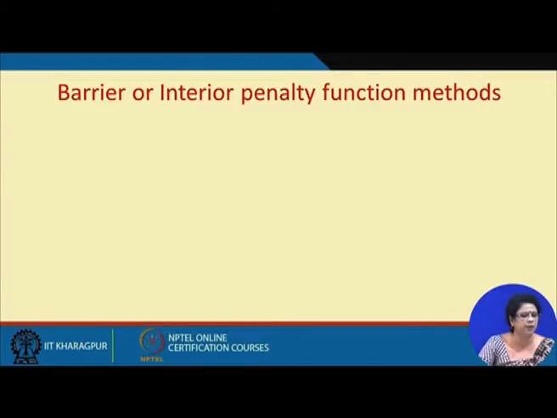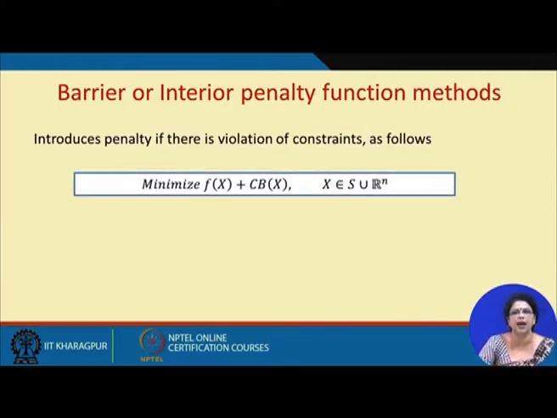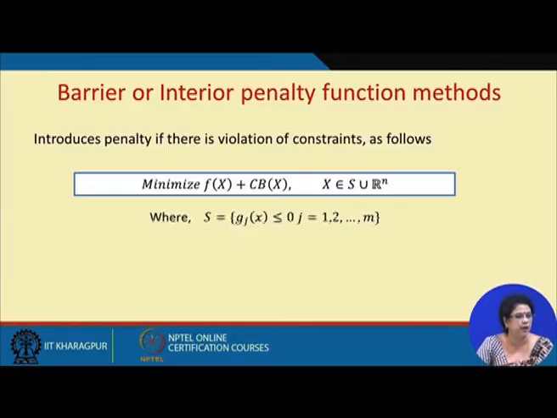Now there are different penalty functions, as you must have realized in the exterior penalty function method. Similarly, here also we have different kinds of barrier functions, but the barrier function should have certain properties. If we make the unconstrained objective function f(x) plus c b(x), then we need to know what the property of b(x) is, what the property of c is, and how c and b(x) are behaving.